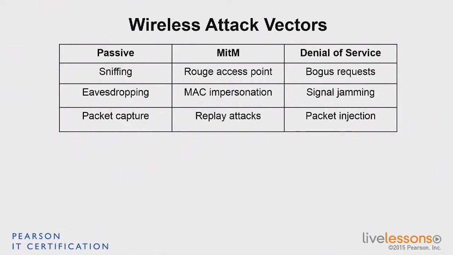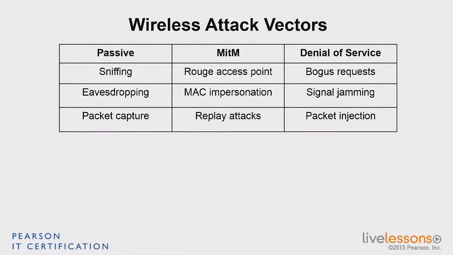So the wireless attack vectors, again, include passive. So key wireless attack vectors are passive attacks, man-in-the-middle attacks, and denial-of-service attacks. Passive attacks include sniffing, eavesdropping, and packet capture. Our man-in-the-middle attacks can happen because of a rogue access point, MAC impersonation, or replay attacks. Our denial-of-service attacks include bogus requests, signal jamming, or packet injection.